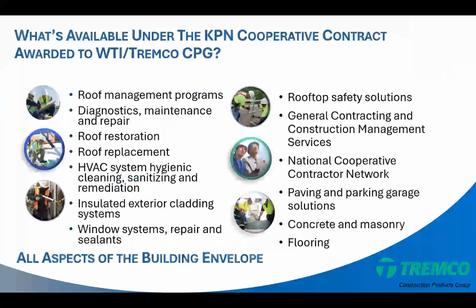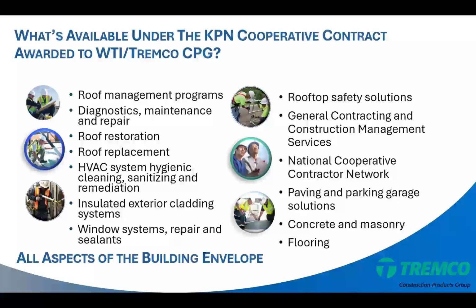So what can be done, or what is available under the KPN cooperative contract that was awarded to us? So roof management or roof asset management programs, diagnostics, maintenance, repair, restoration, which we've talked about. If there's component or system replacement, HVAC, so cleaning, sanitizing, also being able to restore those systems, exterior cladding systems, or again, window systems, repairs, rooftop safety solutions, audits, and as I mentioned before, general contracting or construction management is available.